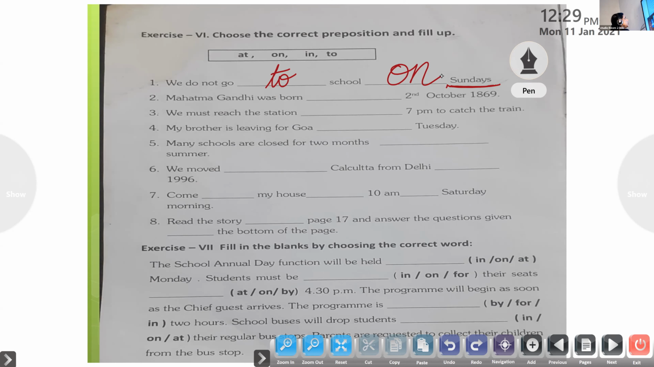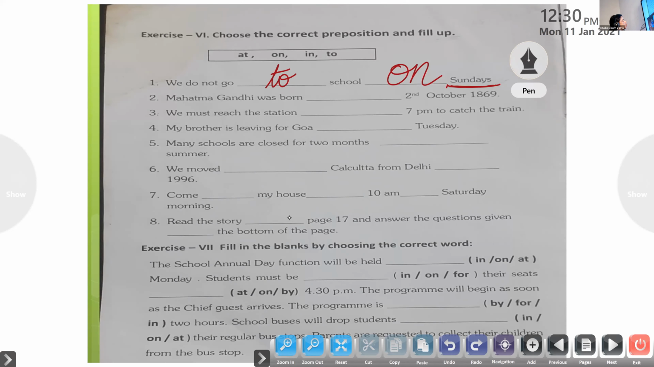Unmute it and do the second question, which is there on page number 39. Agnel Gills, come on, do it now. Yes, now read the question. Mahatma Gandhi was born dash October 1869. It's a year. Okay, it is a date.